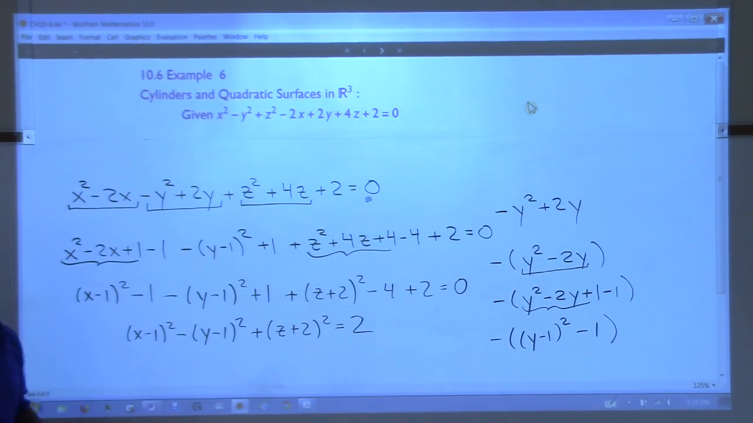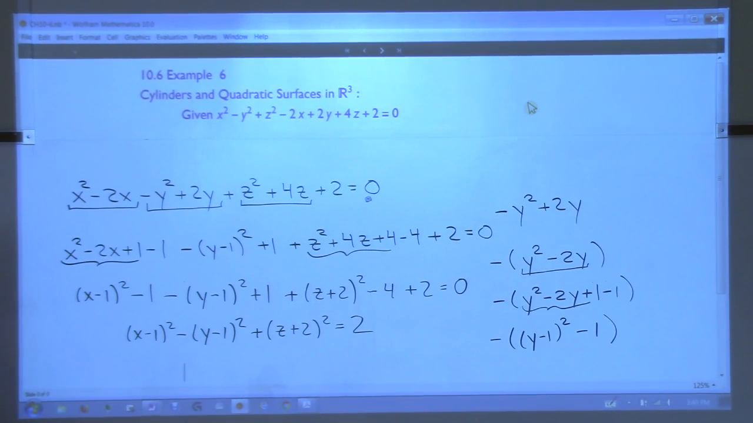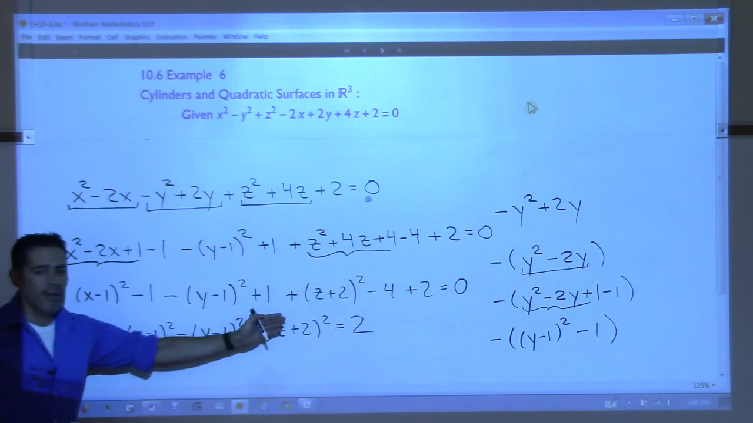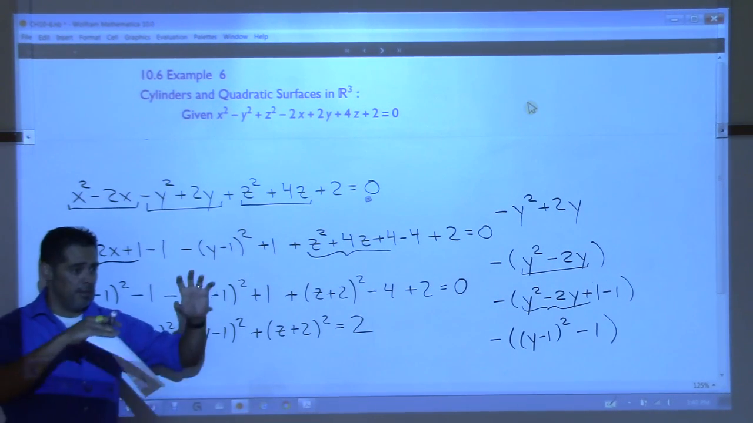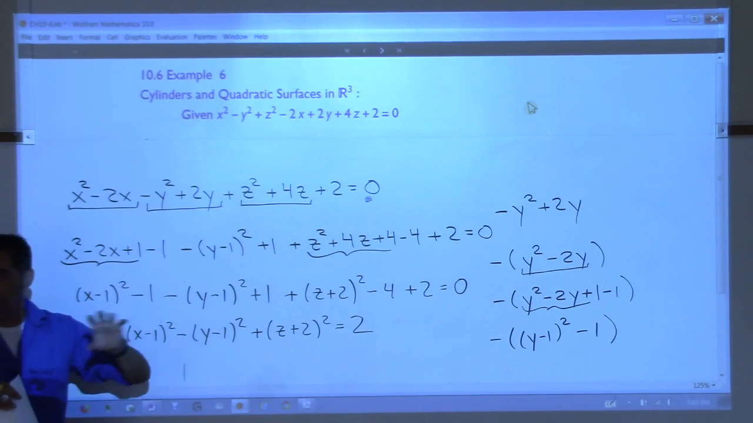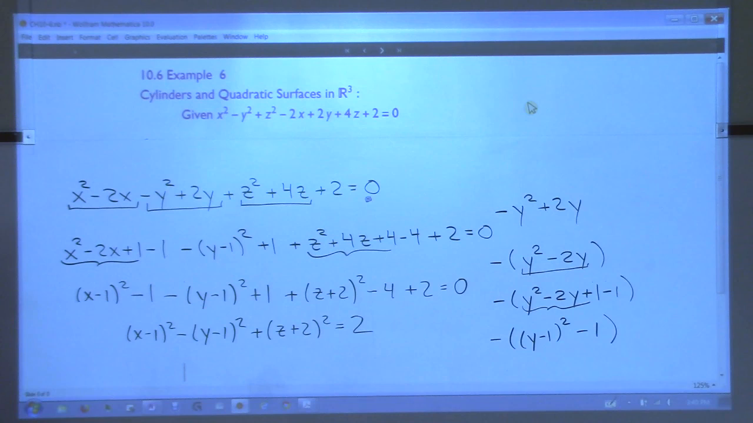Okay, there's where we are. Almost a sphere, almost, right? Except for this. I needed it to be a plus to be a sphere. So it's not a sphere. I have all three variables squared. Now, the thing to notice here is that this is something that's been shifted. Okay, so we've got like an HKL here. We've been moved around. We're not at the origin anymore. But what is it?